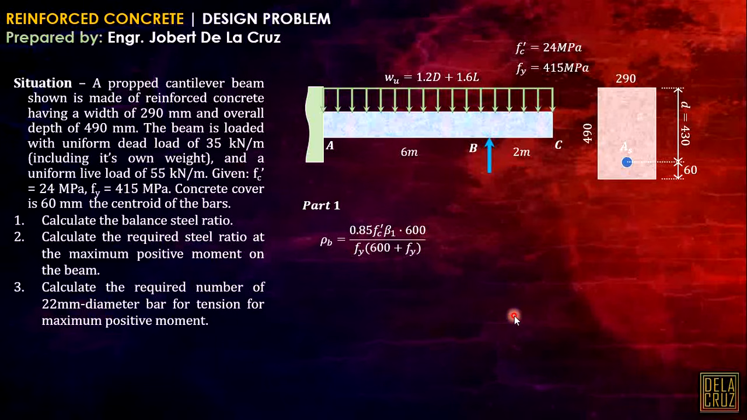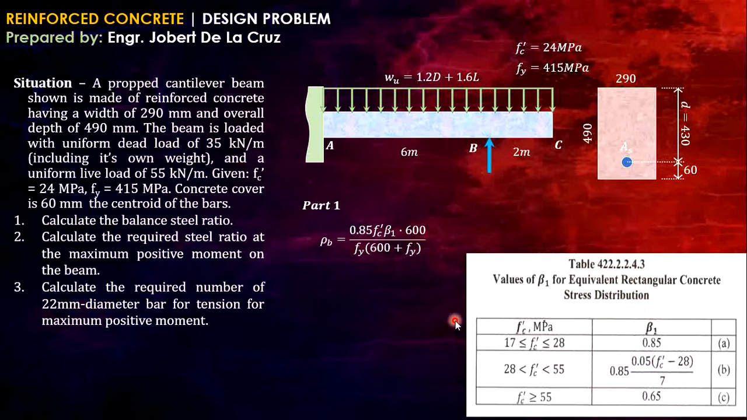Now, let's have the balanced steel ratio. That is 0.85 f'c beta 1 times 600 over fy times quantity 600 plus fy. Okay, that one. Now, ano yung beta 1 natin dito? Okay, beta 1 is given by this code. This is NSCP 2015 in this table. As we can see, beta 1 is based sa value ng ating f'c. Since our f'c here is 24 MPa, nag-fall siya sa region na ito.